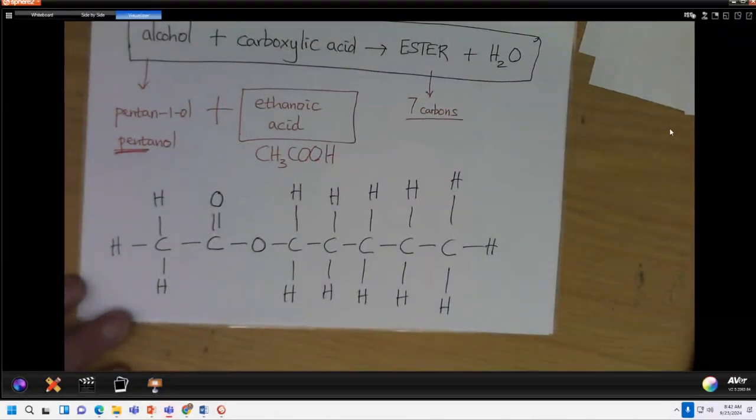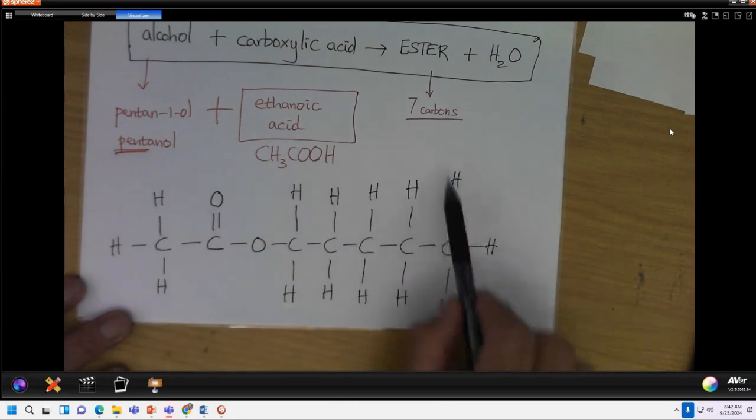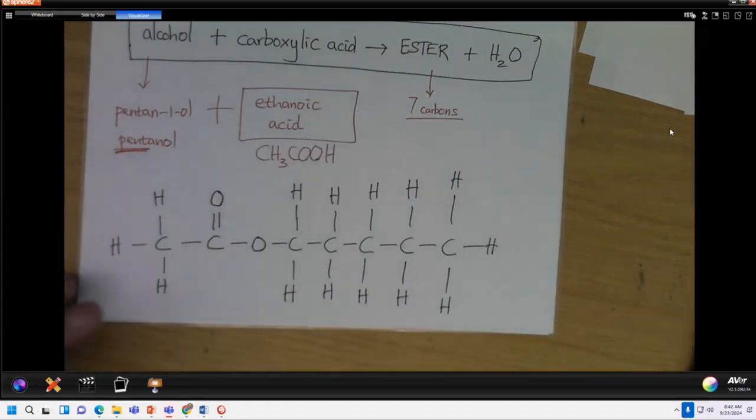All right? So this particular ester here, the name of this ester. What do you think the name of this ester would be? Would anybody in the audience like to tell us? It's not on the question paper. Anybody like to tell us?